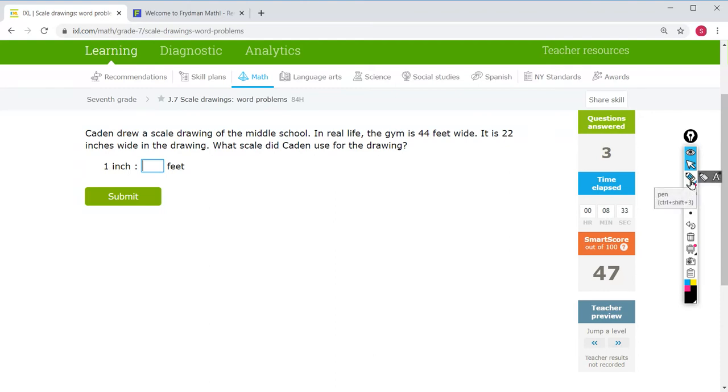So let's just write everything the same way that it is over here. IXL is giving us inches on the left and feet on the right. So let's just continue that. It'll make things a lot easier if we do it the same way. So let's write 22 inches on the left, and on the right, we'll put 44 feet.